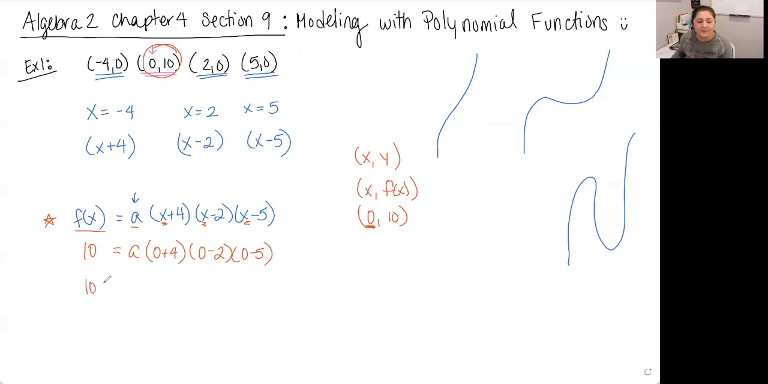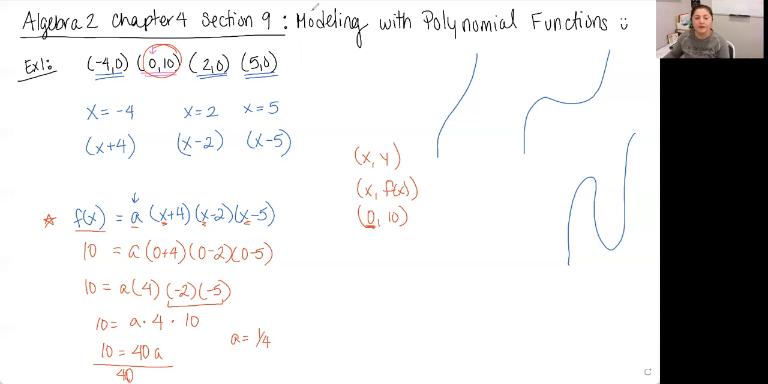Okay, so I'm going to have 10 equals a times 4 times -2 and times -5. These two I know is going to be positive 10. Positive 10 times 4 times a equals 10. So it's going to be 10 equals 40a, and then divide by 40. And so then a is going to be 1/4.